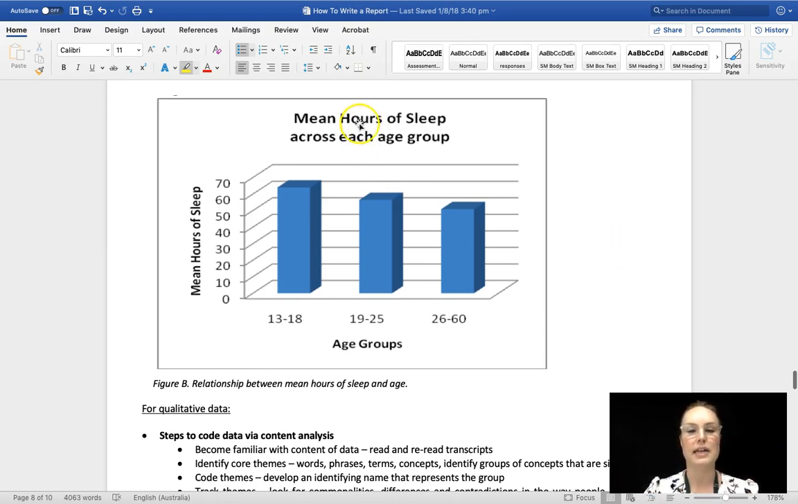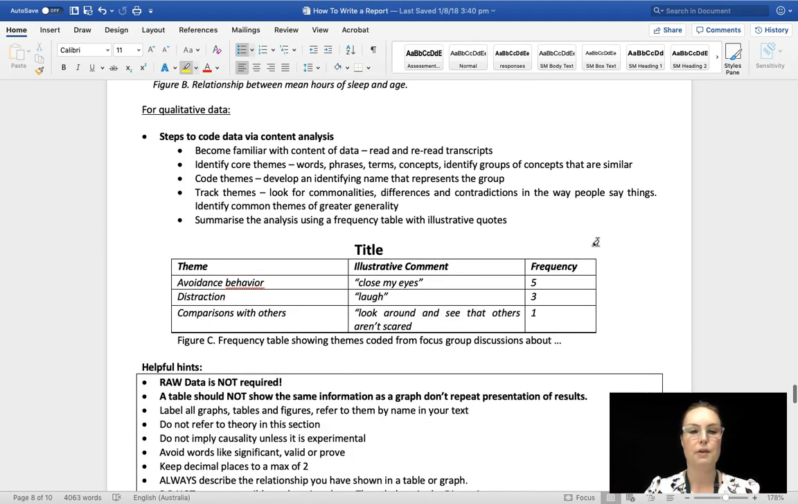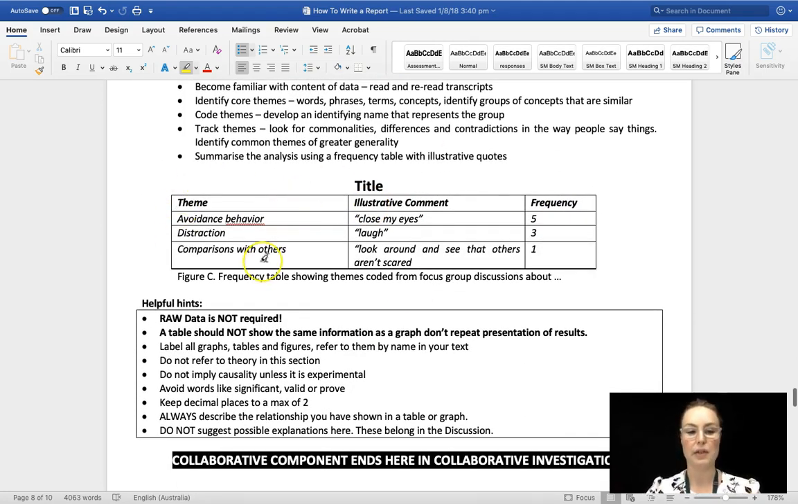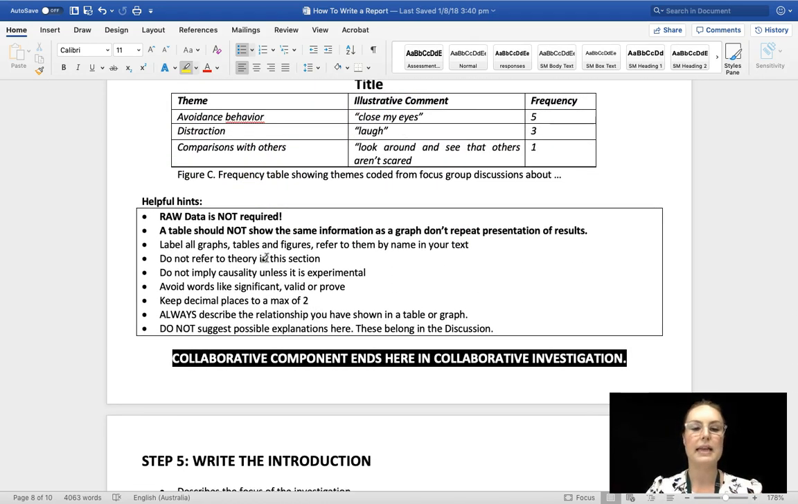Okay, so making sure it's got a nice big table and that it's really easy to read. For qualitative data, I have an example of a frequency table here for you to have a look at. And again, some really final tips here for what to do. Please take note of the decimal place. So we don't want decimals of more than 2. That's what I was going to say.